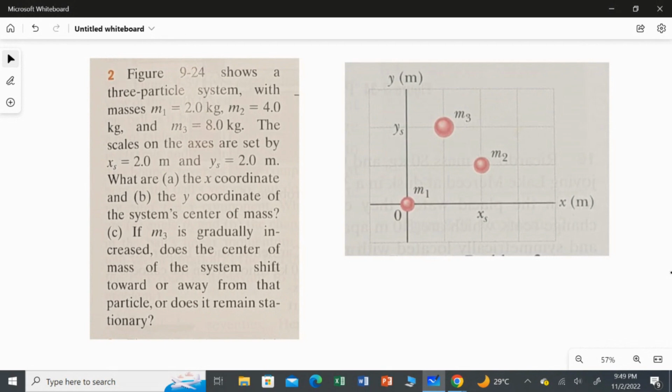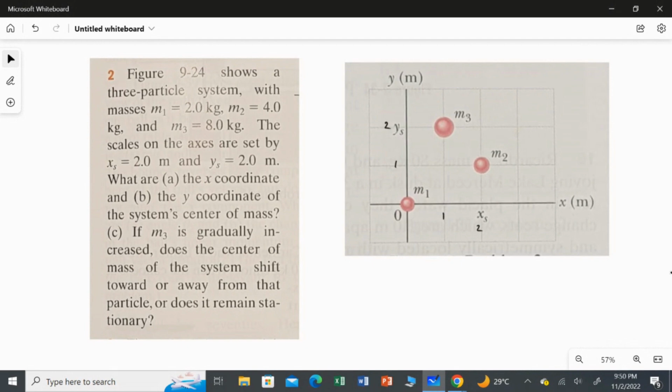That means you have to see the scale. The particles are located in the scale of x and y. The limit of the scale for the x-axis is 2 meters, and the limit for the y-axis is 2 meters. Clear? Here this is 1, this is 2, and likewise on the x-axis. What are the x and y coordinates of the system's center of mass? We are going to find the center of mass based on these three particles with masses m1, m2, and m3.